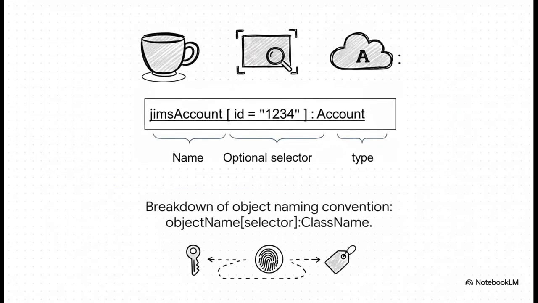Okay, and this is where the notation gets really precise, which is important. The way you name an object follows a very specific structure. You've got an optional instance name, then maybe a selector in brackets if you need to pick one out of a collection, and finally, its class name, which always comes after a colon. Following the structure is absolutely key to making sure every single participant is clear and unique.